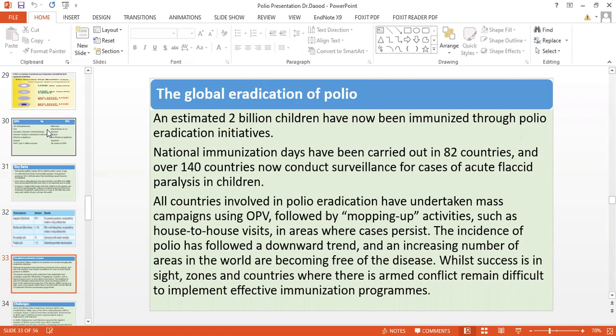All countries involved in polio eradication have undertaken mass campaigns using OPV followed by mopping up activities and house to house visits in the areas where the cases exist. The incidence of areas in the world becoming free of the disease is increasing, while success in the insecure zones and countries where there is armed conflict remains difficult, as it is hard to implement an effective immunization program.